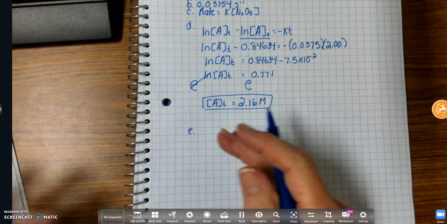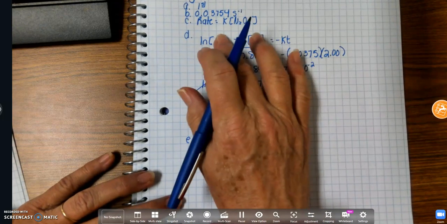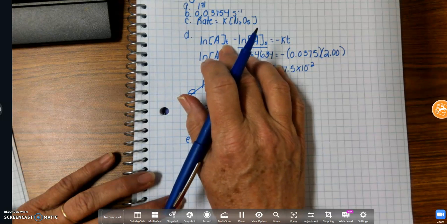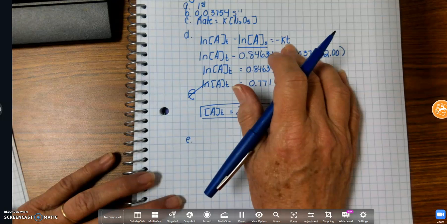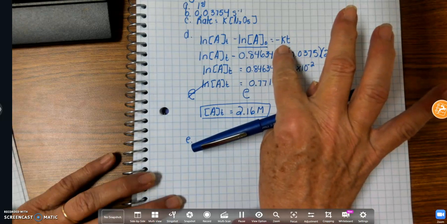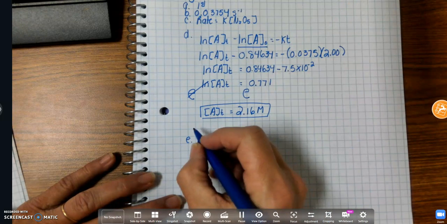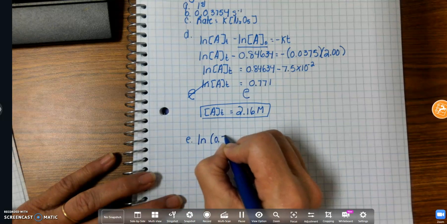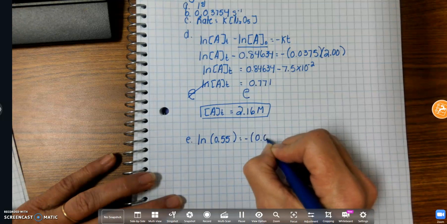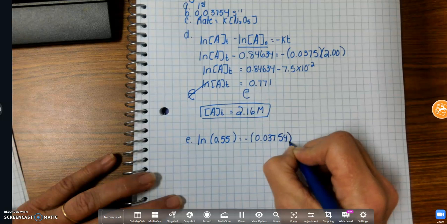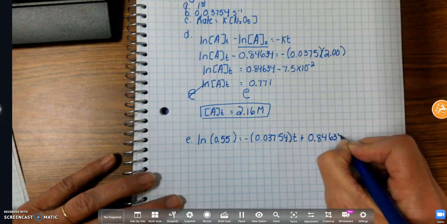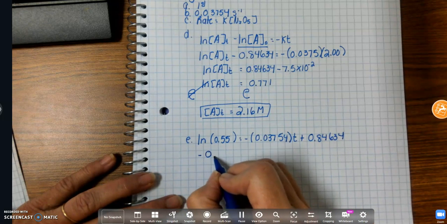All right, let's solve problem E. Now for E, I'm going to use the same equation, but I'm just going to plug in. It says that my concentration at time t is 0.55, and I'm supposed to calculate the t at which this occurs. Well, I know this. Remember, this is my y-intercept. This is my slope. Let's go ahead and plug it all in. So the log of 0.55 is equal to a negative 0.03754 times t plus 0.84634.